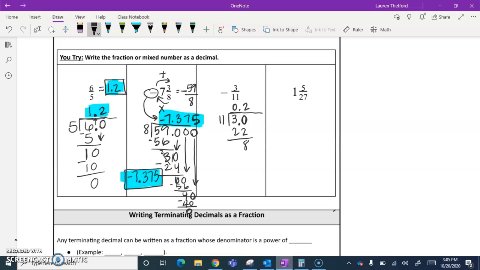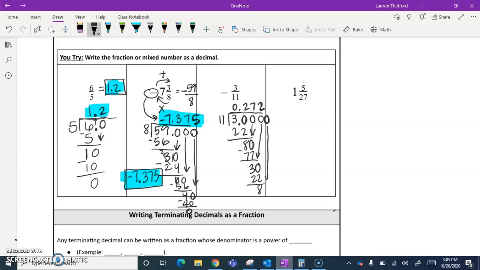11 does not go into 8, so I'm going to add another 0 and bring that down. 11 does go into 80, and that's 7 times. 7 times 11 gives me 77. When I subtract, I get 3, so I'm going to bring down my 0. 11 goes into 30 2 times. I'm starting to see a pattern happening. And when I subtract those, I get 8.